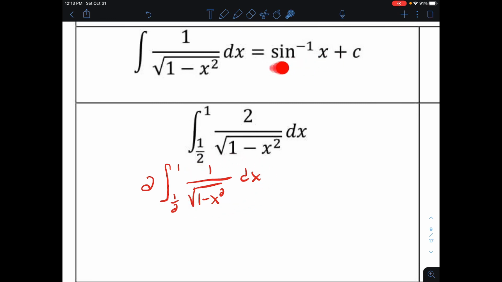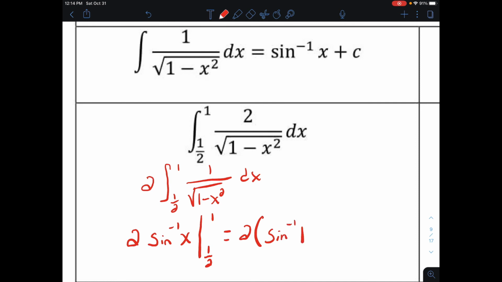That antiderivative would be the inverse sine of x plus c, but I don't include the plus c because we're doing definite integrals, because we have numbers there. So what that is going to equal would be 2 times the inverse sine function of x, and we're going from 1/2 to 1. And we go evaluate. So basically we would have 2 times inverse sine, and we'd put the top number in first, so inverse sine of 1 minus inverse sine of 1/2.